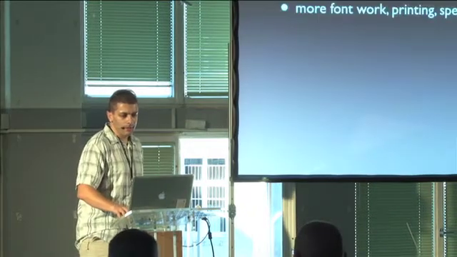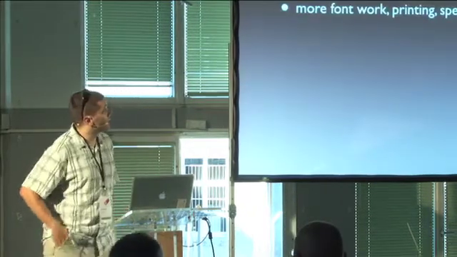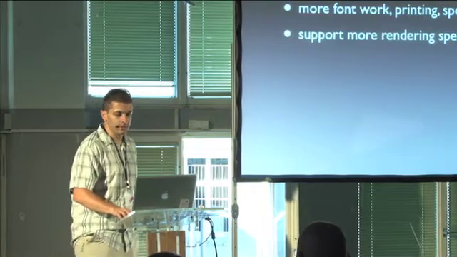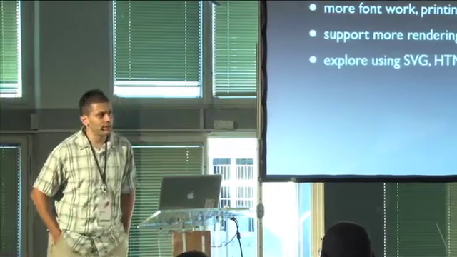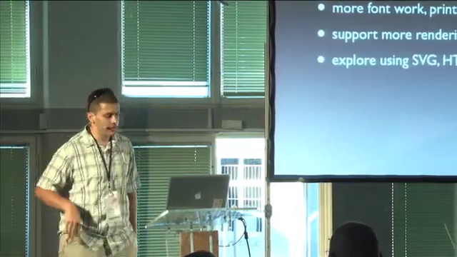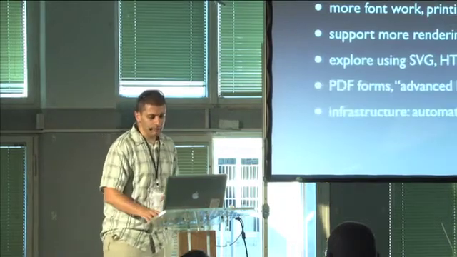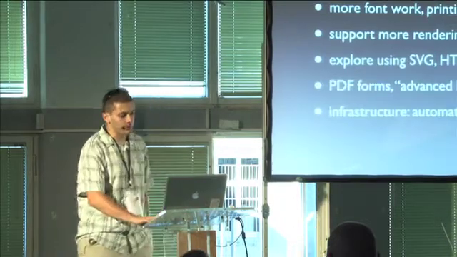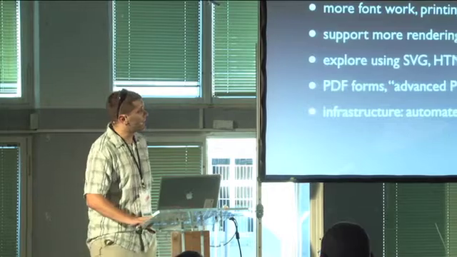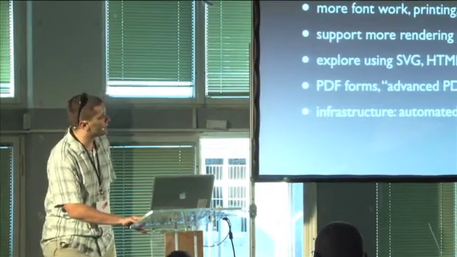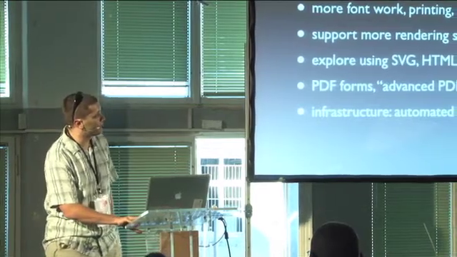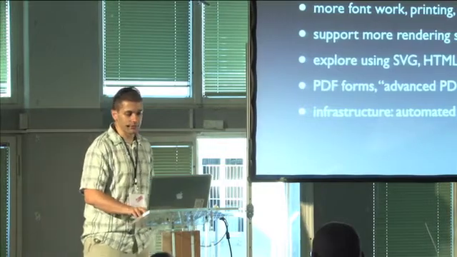All right. A couple of things that we still have to do. There's more font and printing work to be done. We are not implementing the entire spec yet. We're interested in more backends, in particular SVG and HTML. Maybe advanced PDF features like forms and stuff like that. And automated testing is also pretty important. With the size of the code base we have now, it's very easy to break stuff if you don't have decent tests.